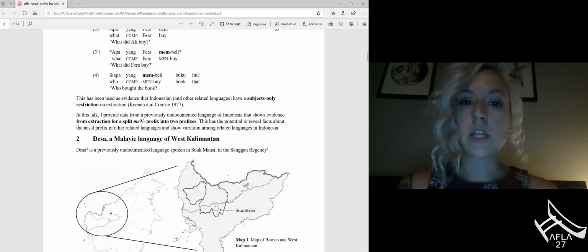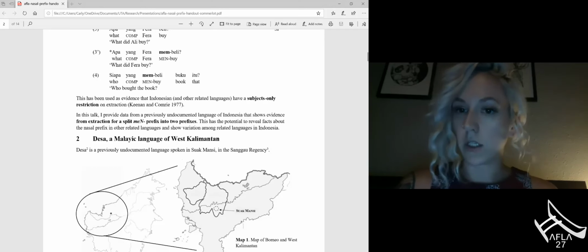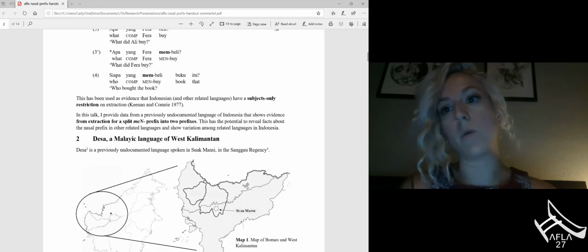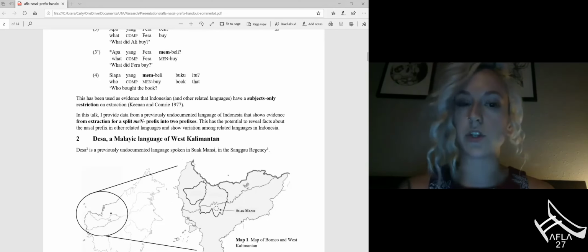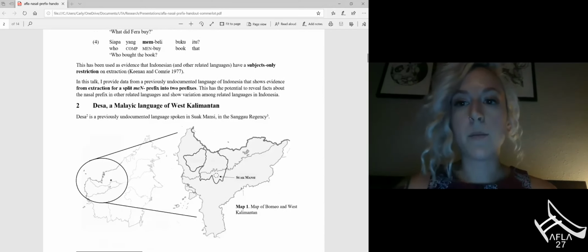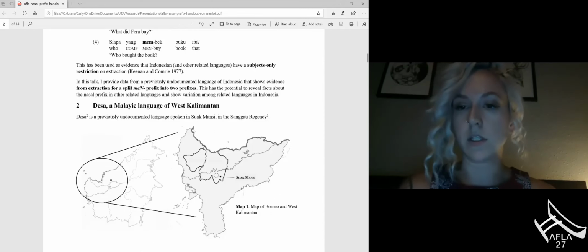And this has been used as evidence to show that Indonesian and a lot of related languages have this subjects-only restriction on extraction that we've seen famously in Philippine-type languages, going all the way back to Keenan and Comrie in 1977. So in this talk, I'm going to talk about a previously undocumented language of Indonesia.